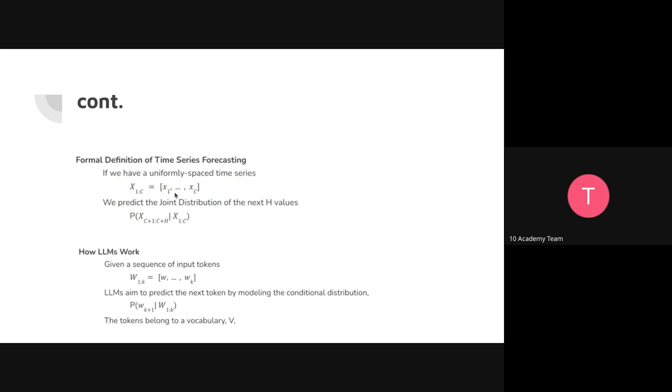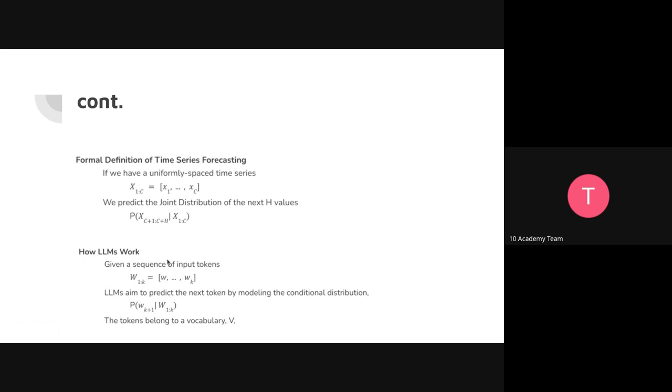If you look at the mathematics of this, in time series forecasting you have historical data from x1 to xc. What you want is to predict the joint distribution for the next h values. So it will be the probability of x from c+1 to c+h, given that you have the data from x1 to xc. Okay, so this is time series forecasting.